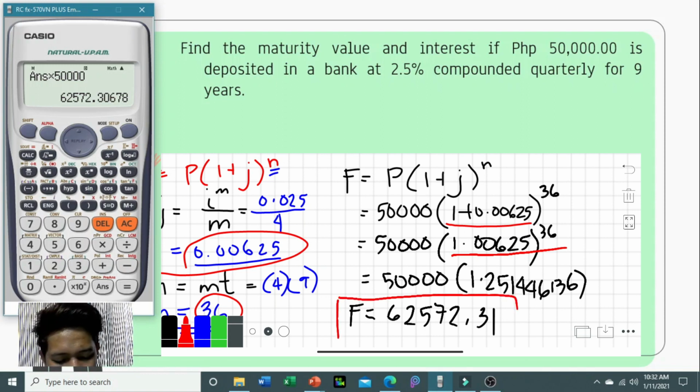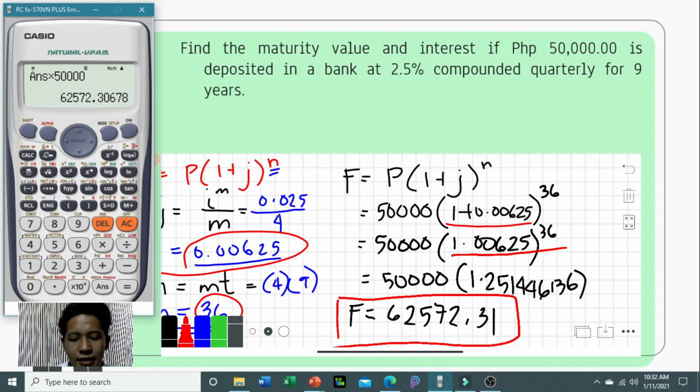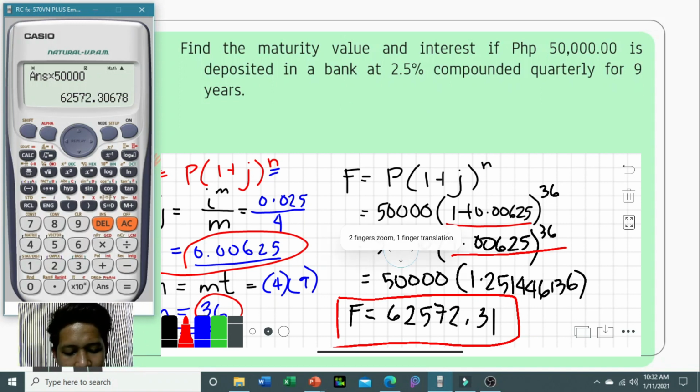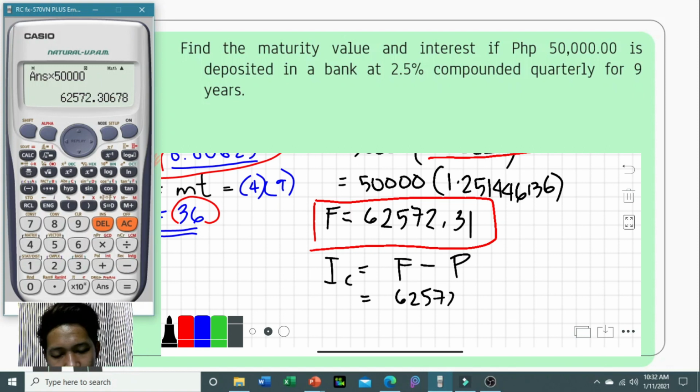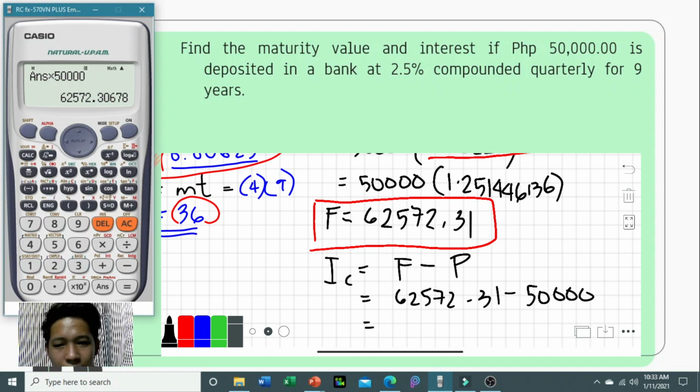So, ibig sabihin, our future value would be 62,572.31. Okay po? And sabi dyan, find the maturity value and interest. So, hahanapin pa natin si interest. In getting the interest, we have I sub C equals future value minus the principal. So, we have 62,572.31 minus the principal, which is 50,000.